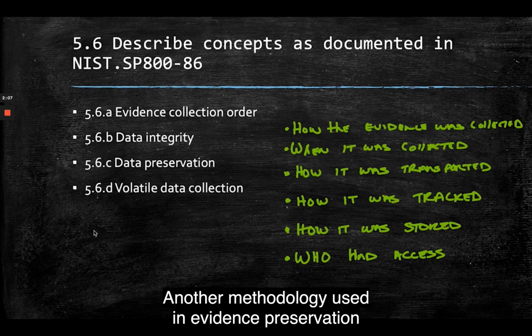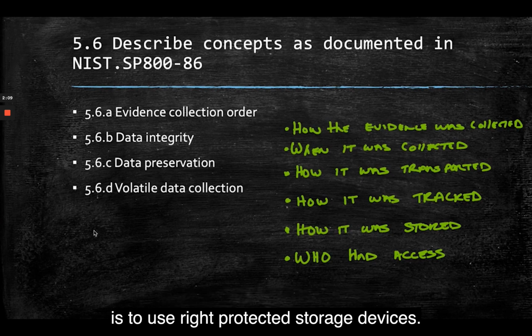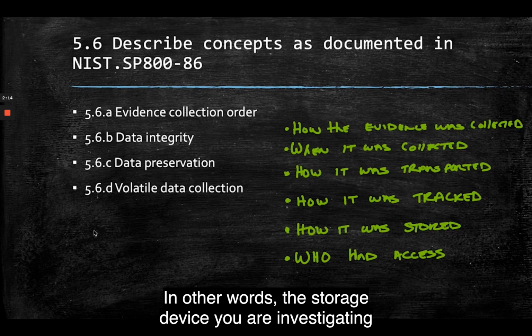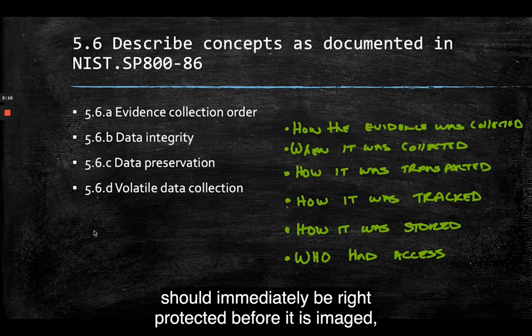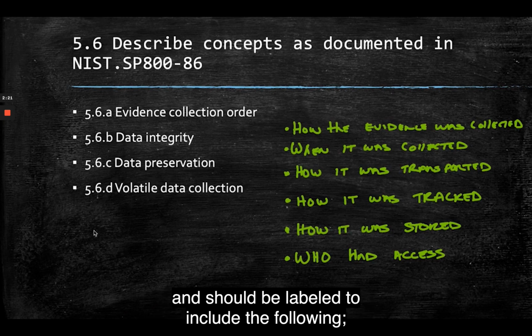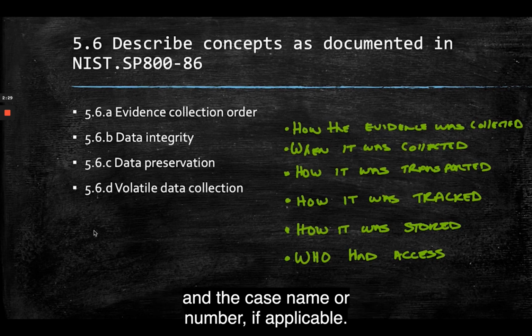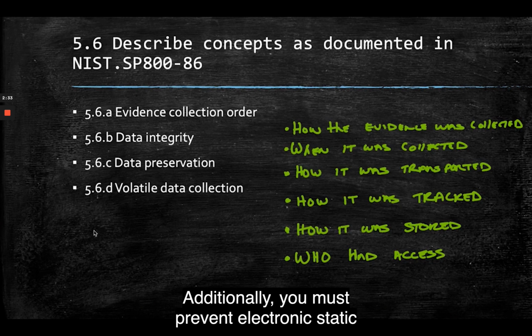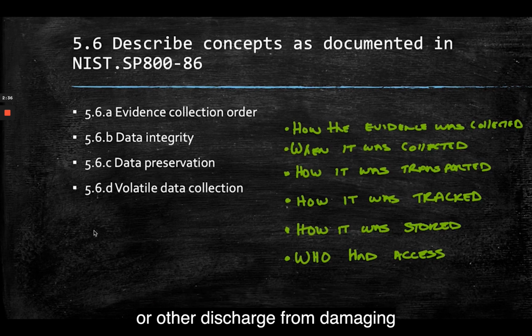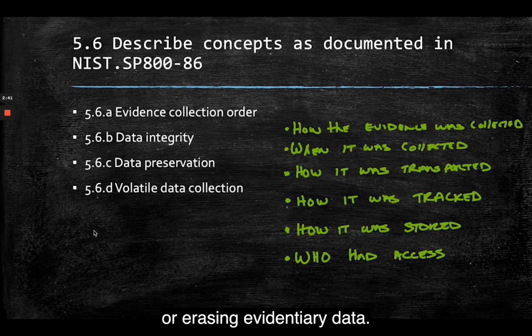Another methodology used in evidence preservation is to use write-protected storage devices. In other words, the storage device you are investigating should immediately be write-protected before it is imaged and should be labeled to include the following: investigator's name, the date when the image was created, and the case name or number, if applicable. Additionally, you must prevent electronic static or other discharge from damaging or erasing evidentiary data.